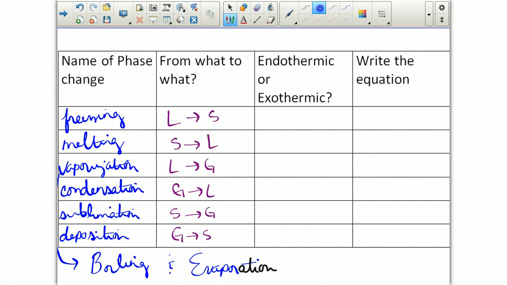So endothermic means energy has to be absorbed. And exothermic means energy needs to be released in the change. So freezing, because a solid has less energy than a liquid, has to release its energy to become a solid. So freezing is an exothermic process. Melting, a solid needs to absorb heat in order to become a liquid, because we heat ice, we want it to melt. So this is going to be an endothermic process.